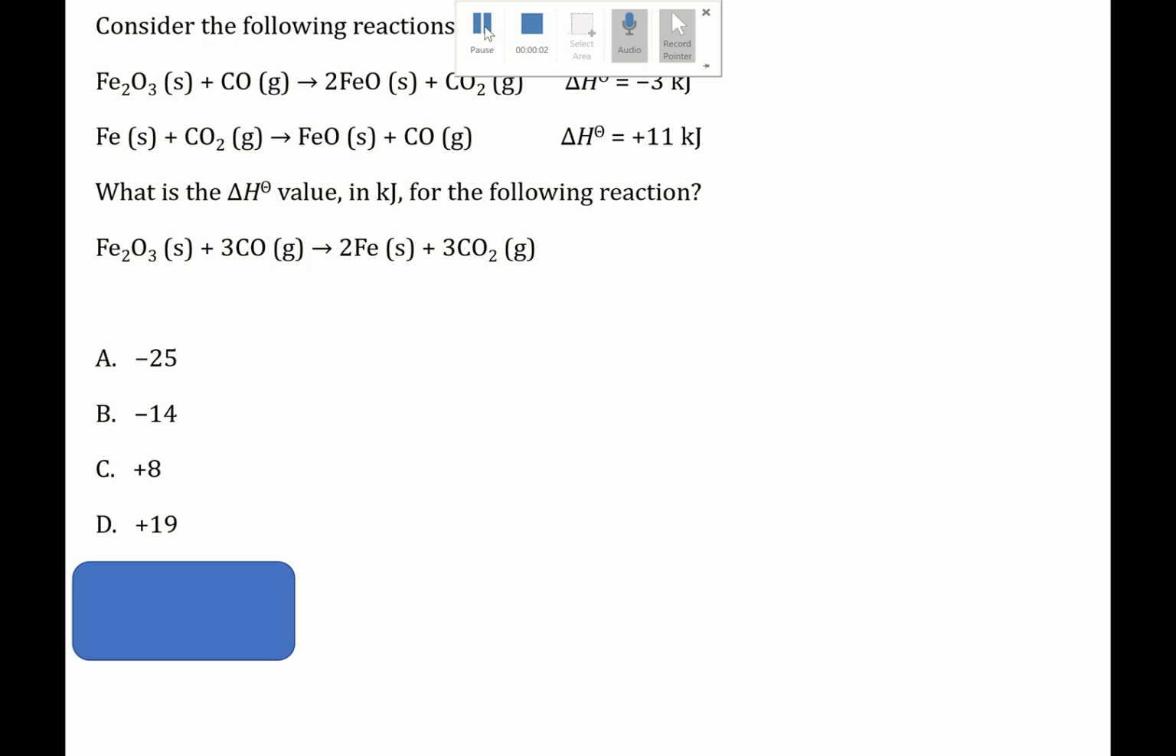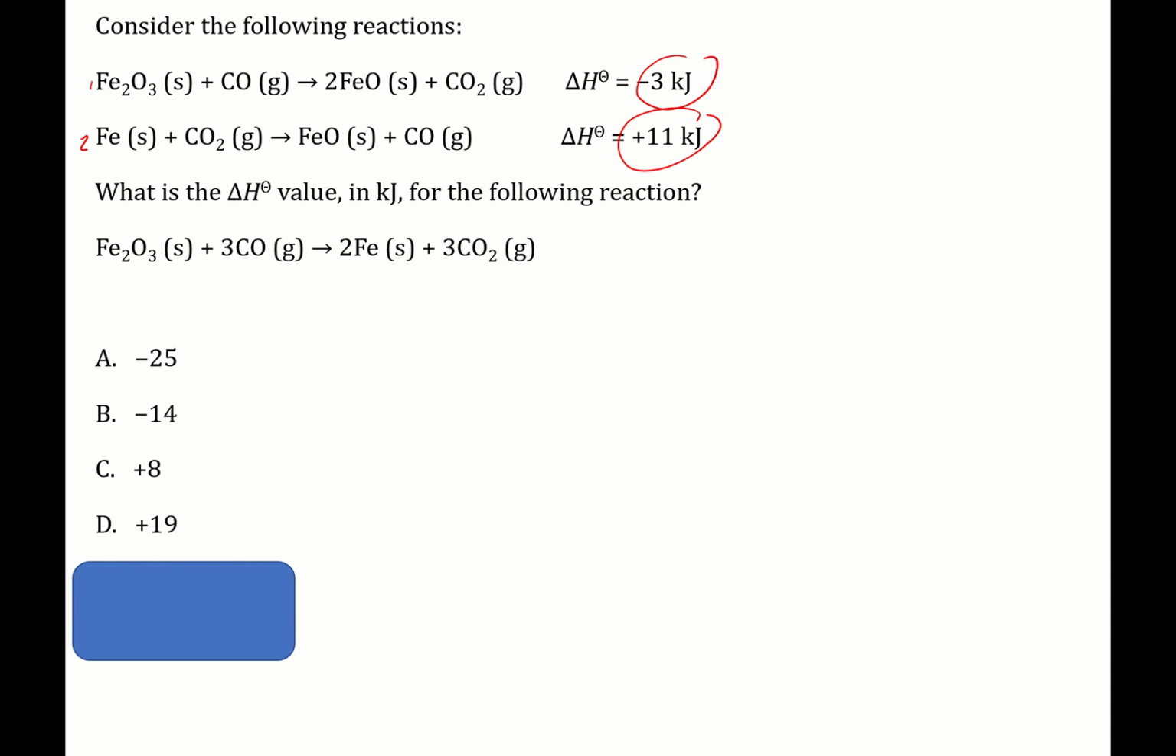Okay, here's a question. This is all about energetics, and it's an IB chemistry question. It's talking about calculating the delta H value for this reaction below. We're given two different equations. I'm going to label them 1 and 2. We have two enthalpy values given, so we know what the givens are, and it's asking what is the delta H value in kilojoules for the following reaction.